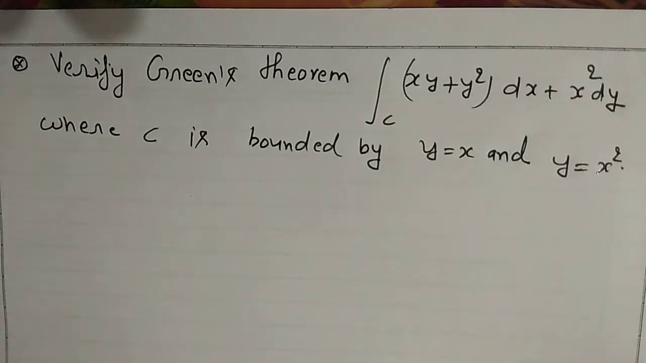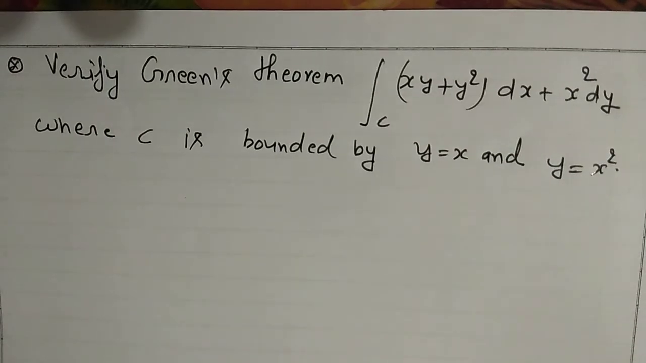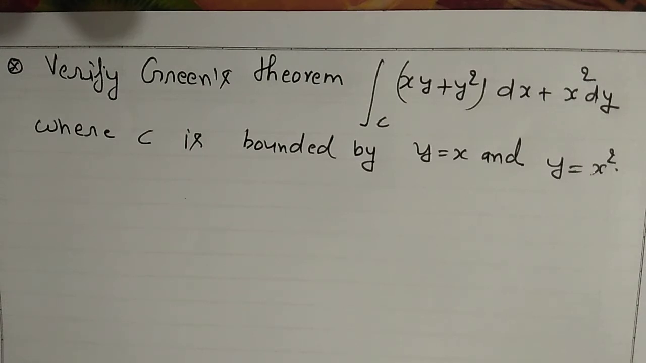The question is, verify Green's theorem for the line integral of (xy plus y square) dx plus x square dy over the curve C, where C is bounded by y equal to x and y equal to x square. So we need to verify Green's theorem. It means we need to find the line integral and the surface integral, and both should be equal. That is Green's theorem.